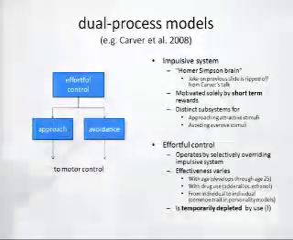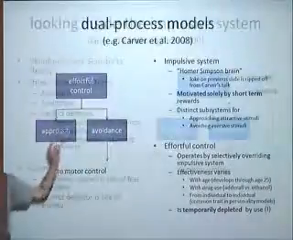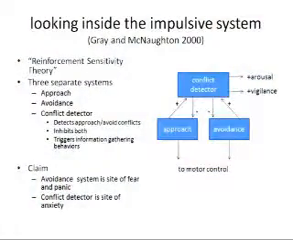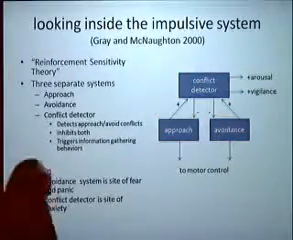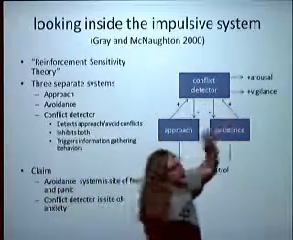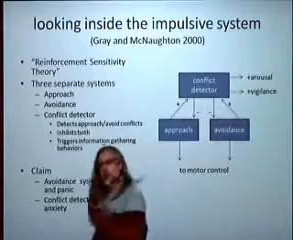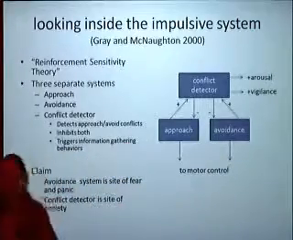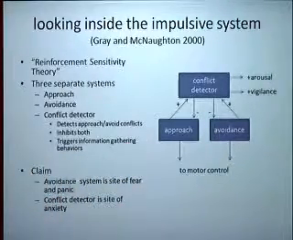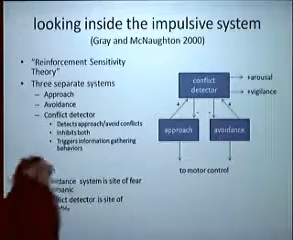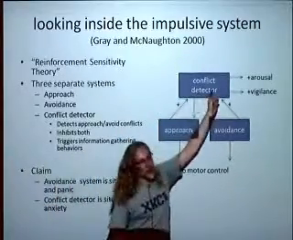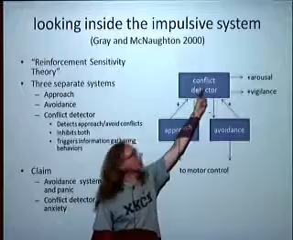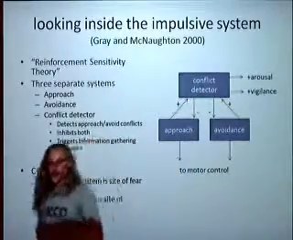But if you zoom in and focus on the impulsive system, we actually at this point have very good neuroscience on what the impulsive system looks like internally. And so you've got an approach system, you've got an avoidance system, and the really cool thing, and this is what all the people in the clinical and personality psych group in my department are into, is you have a third system, which is roughly the hippocampus, which is a conflict detector.